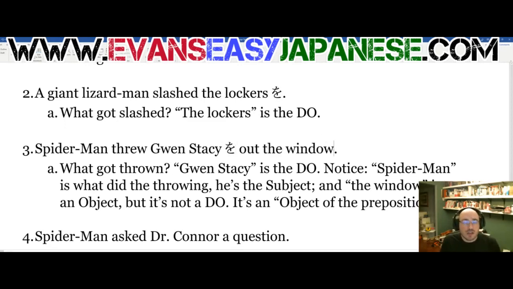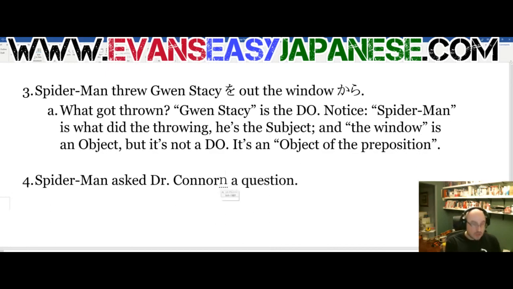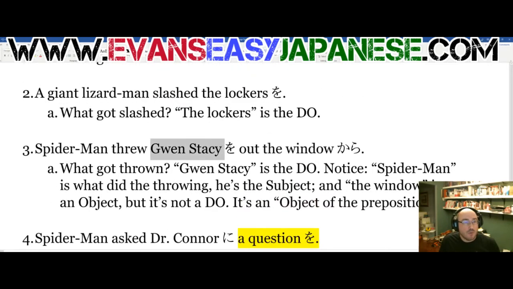Notice the window. That'd get like, I don't know, kara. We could use ni, but not really. Kara. Ni would be more like he threw her at the window. And Spider-Man asked Dr. Connor. The question is asked to Dr. Connor, so it would get a ni particle, and a question is what gets the particle O. If you've been paying attention, every single one of our objects, our direct objects that is, gets an O particle.